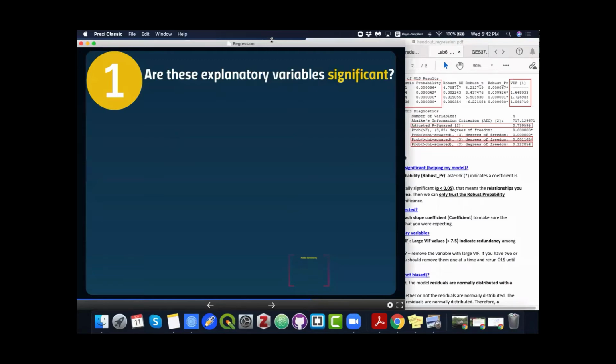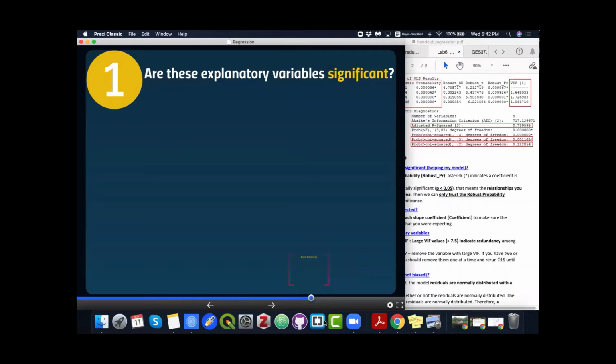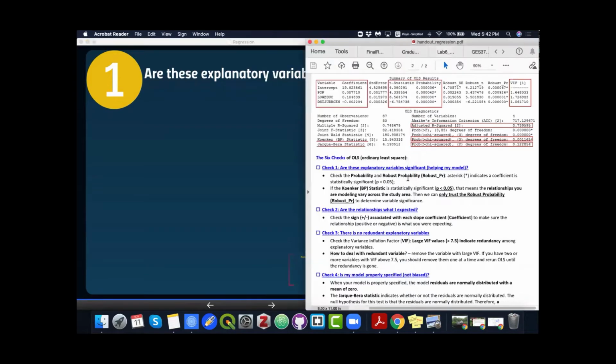Okay, so today we'll first talk about the six checks. And remember, we have the handout, which you can use as a cheat sheet when you work on Lab 8 and also for the final exam. Actually, the majority of the final exam will be on regression, so you will have to do the regression analysis.